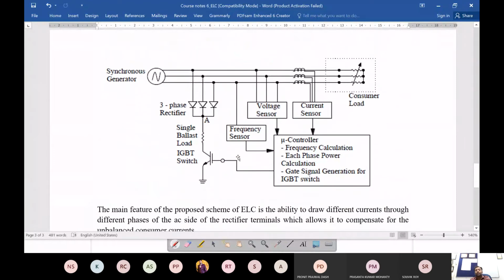And how it will operate now is that the frequency sensor will be the primary trigger. It senses if there is a change in frequency, and that is the basic trigger. If a shift in frequency is observed, then this will provide a gate signal to the IGBT, so the IGBT starts conducting. Through this three-phase rectifier, equivalent DC comes here and goes to the dummy load.